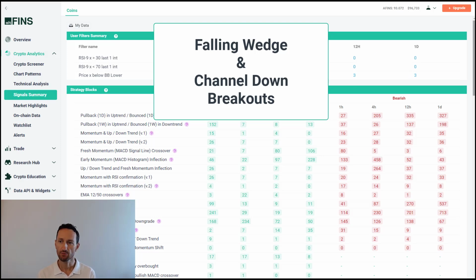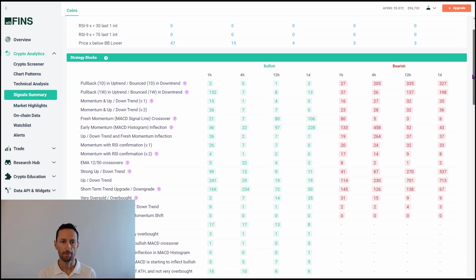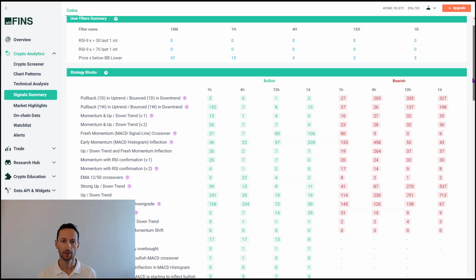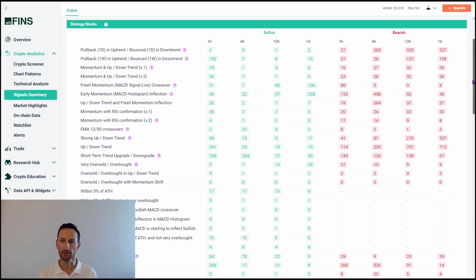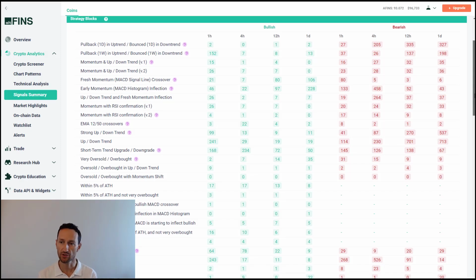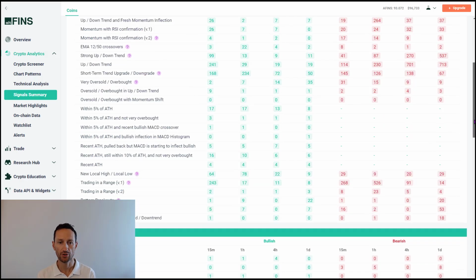In our signal summary page, you'll see an overview of various trading strategies and signals. Basically, if you create your own market scans or screens or filters, you'll have them here in the first section. But then we have a number of preset filters or market scans that are also very useful for various trading strategies that we also cover in our education course.